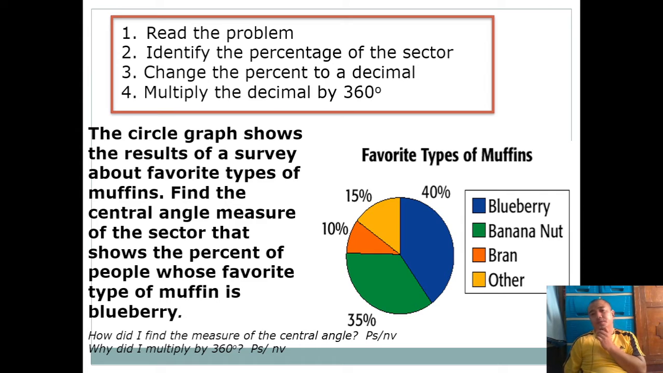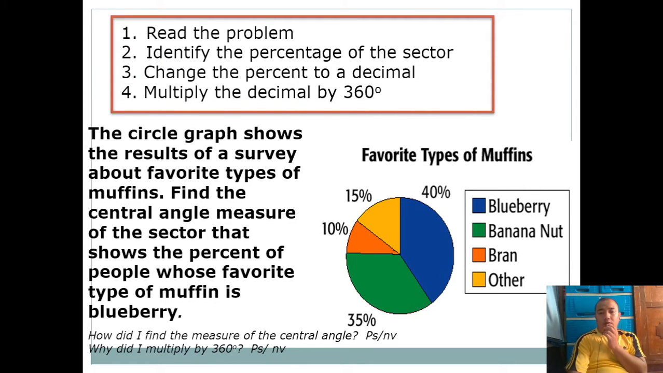Next, read the problem. Identify the percentage of the sector. Change the percent to decimal. Multiply the decimal by 360. Okay, we have here the figure. The circle graph shows the results of a survey about favorite types of muffins. Find the central angle measure of the sector that shows the percent of people whose favorite type of muffin is blueberry.